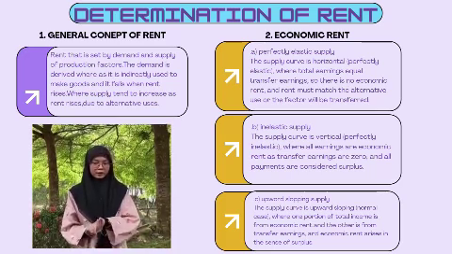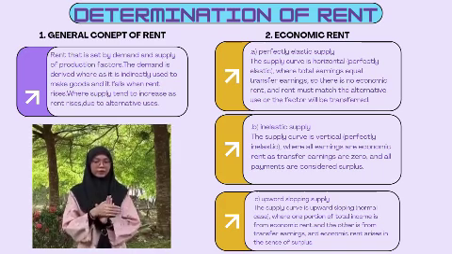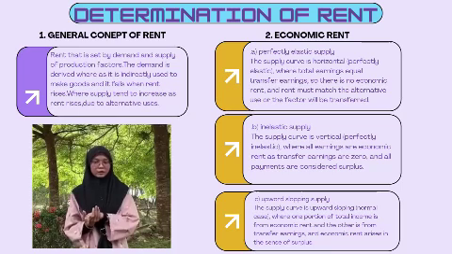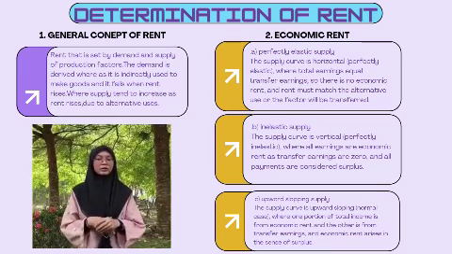Upward sloping supply is where the supply curve is upward sloping, where one portion of total income is from economic rent and the other is from transfer earnings, and economic rent arises in the sense of surplus. Now we move to profit.